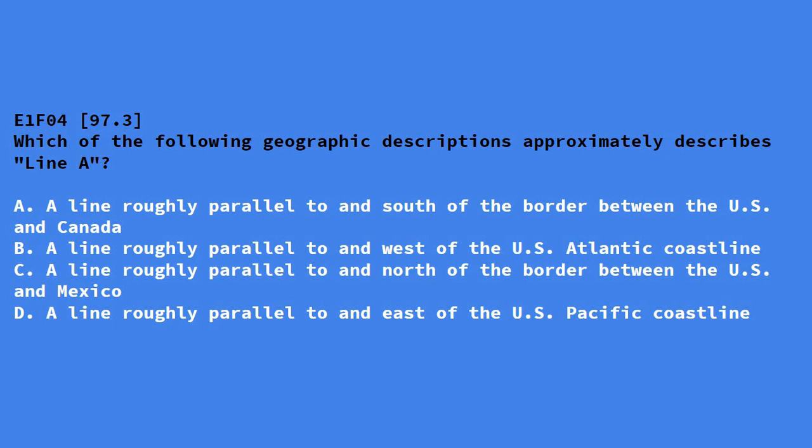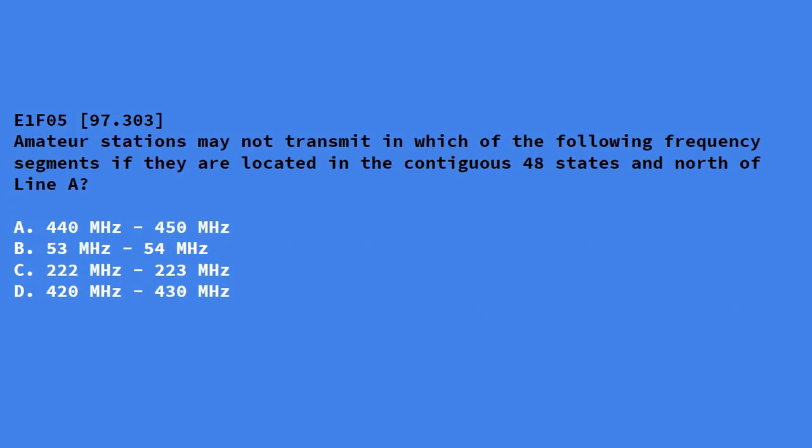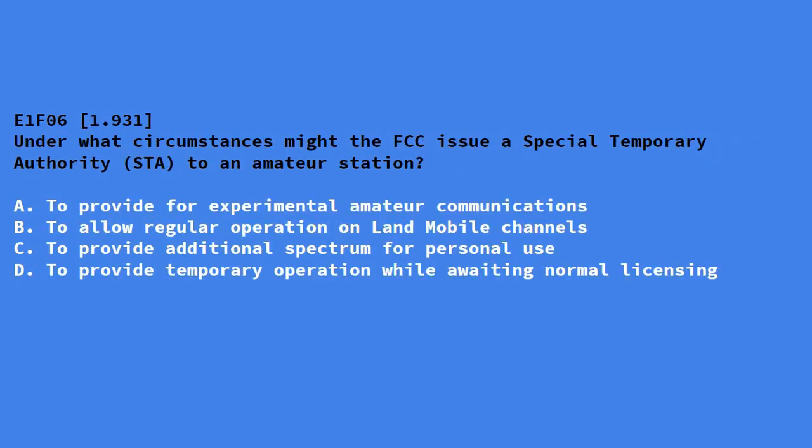E1F04, which of the following geographic descriptions approximately describe line A? A line roughly parallel to and south of the border between the U.S. and Canada. E1F05, amateur stations may not transmit in which of the following frequency segments if they are located in the contiguous 48 states and north of line A? Answer is D, 420 megahertz to 430 megahertz. E1F06, under what circumstances might the FCC issue a special temporary authority to an amateur station? To provide for experimental amateur communications.